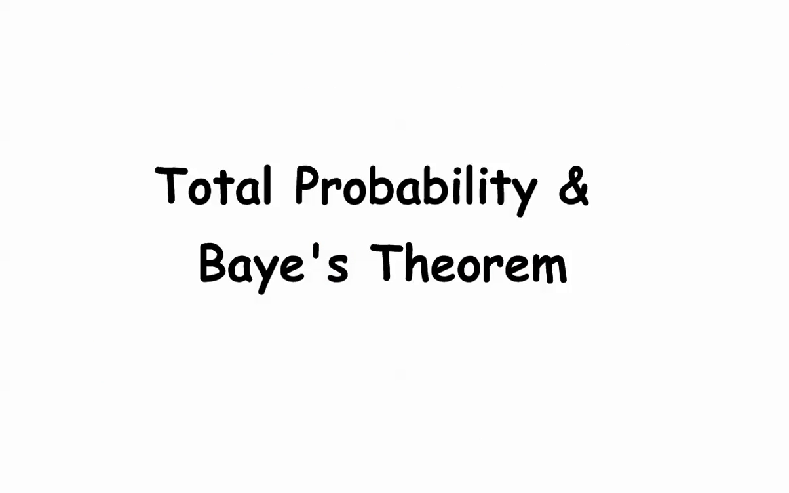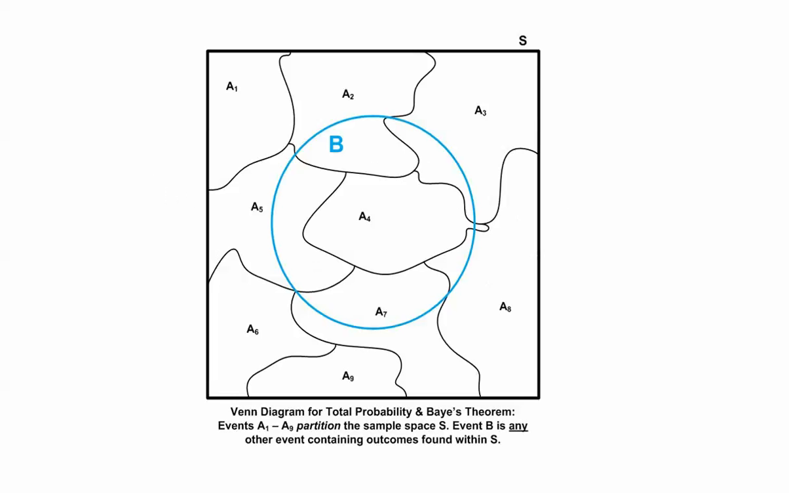Today we're going to be looking at the concepts of total probability and Bayes' theorem. These are concepts that are interrelated. We'll do total probability first, and we'll use total probability to later derive Bayes' theorem. Before we get too deep into this, we first need to reconsider the notion of a partition.